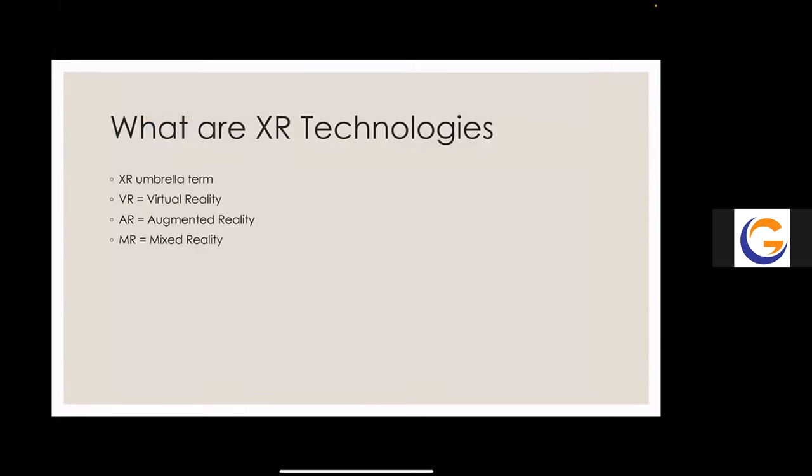So what are XR technologies? I want to touch on this point because even though this seems very sidelined to a particular discipline, this term is going to be thrown around a lot. And so I want you to really have a clear understanding of what it means. So when you see the term XR technologies, that X is really just a placeholder, if you will, for inserting other types of technologies or words. So it's an umbrella term.